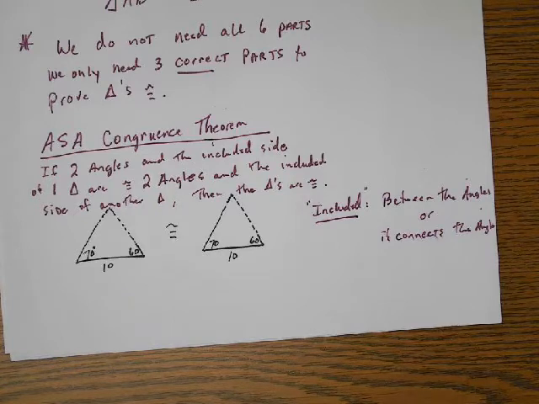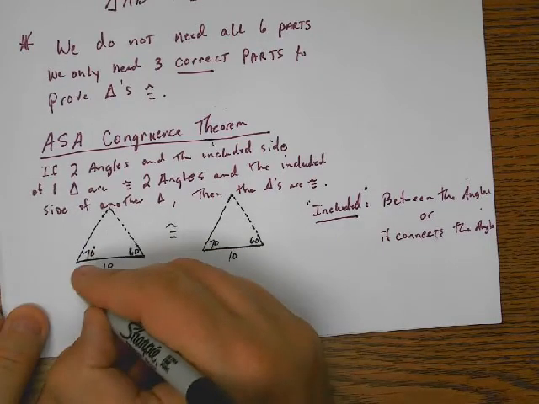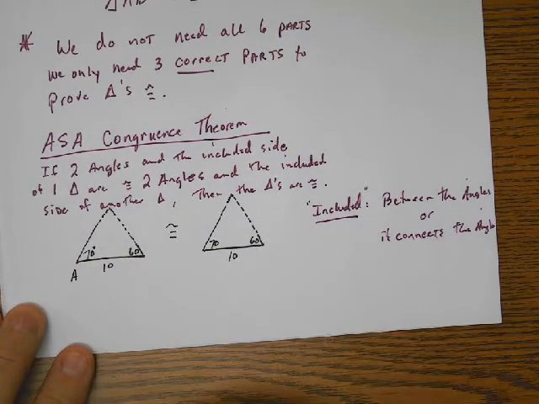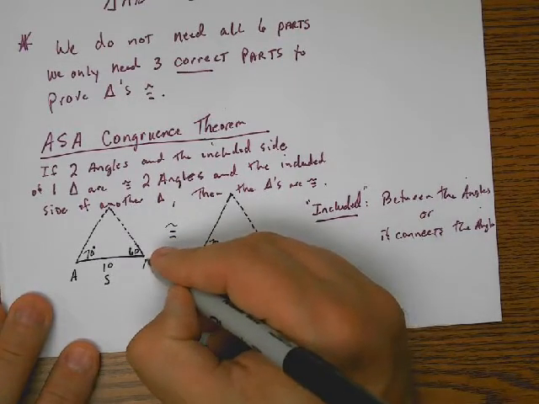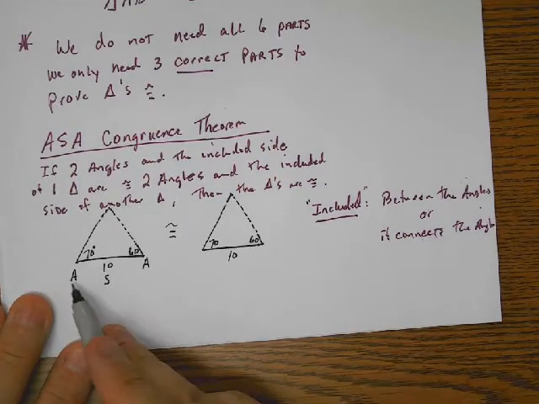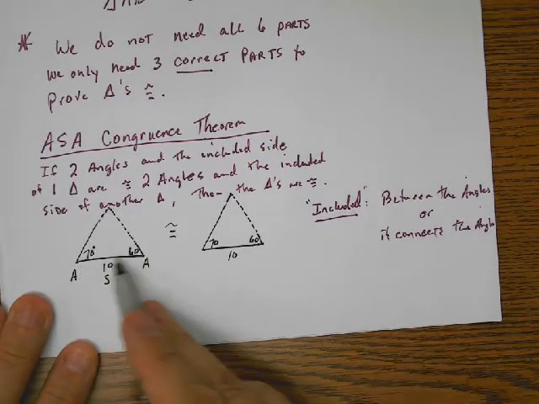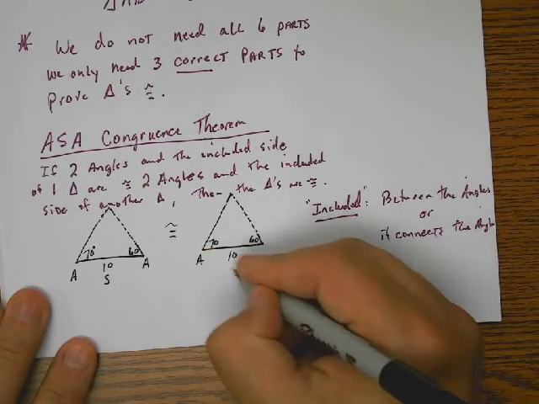Does that make sense? So one way to look at it is like this. Right here is an angle, right, Lance? I'm going to put an A there. Right here is a side, so I'm going to put an S here. Right here is an angle, so I'm going to put an A here. Angle, side, angle. Now, even though I'm using the letter A and A, does that mean that these are congruent? No, not necessarily. I'm just labeling it. Angle, side, angle.